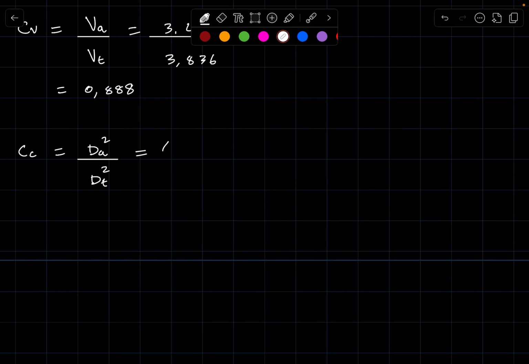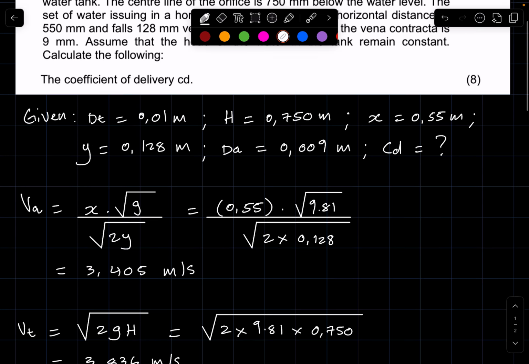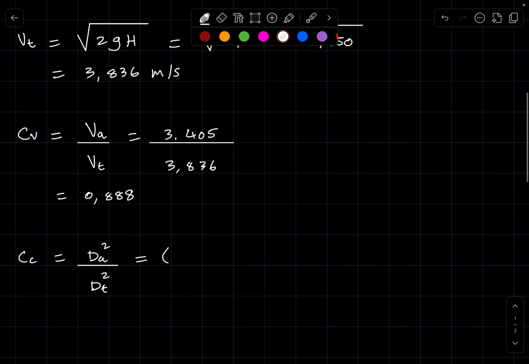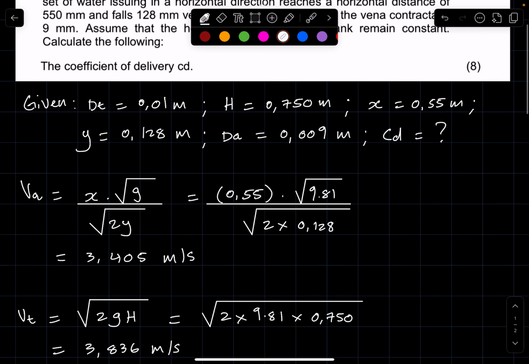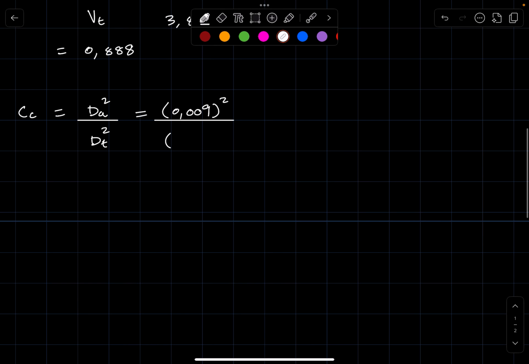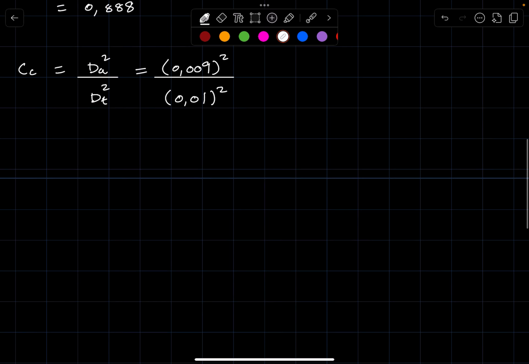So dA is 0,009, so this will be 0,009 squared divided by, right, 10 millimeters, so 0,01, so 0,01 squared, right? And our coefficient of contraction is equal to 0,81, right?